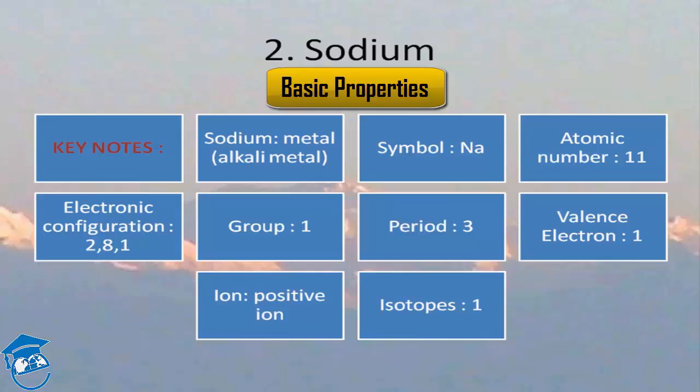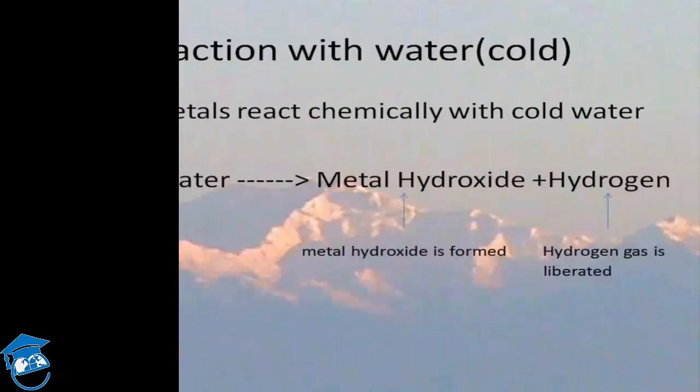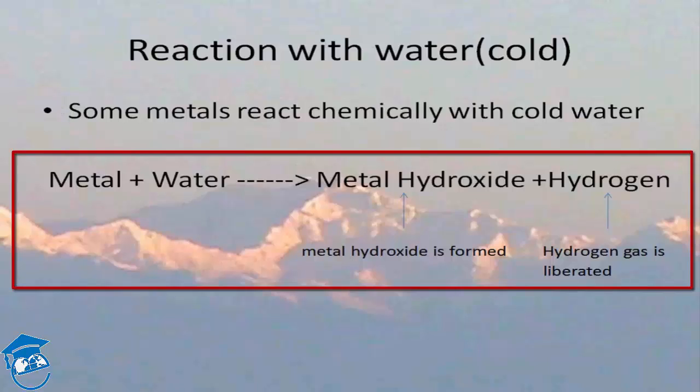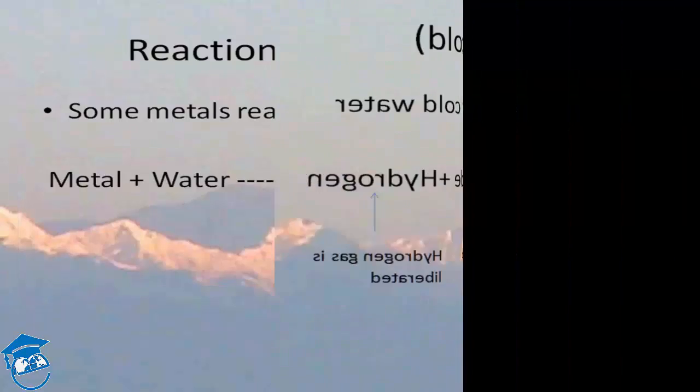As it is a metal, and a highly reactive metal, it generates a positive ion when it takes part in any chemical reaction. It has only a single isotope. So moving towards the reaction with water, when any reactive metal chemically combines with cold water, it generates metal hydroxide and hydrogen gas is actually generated.